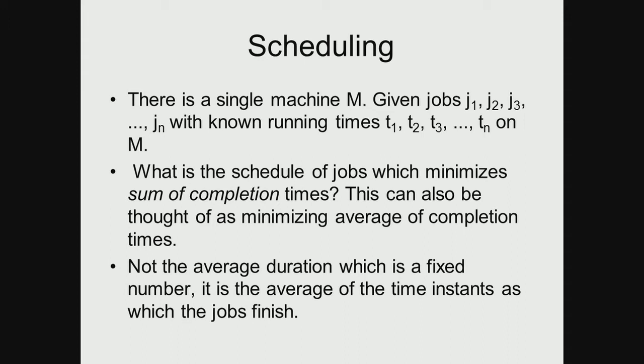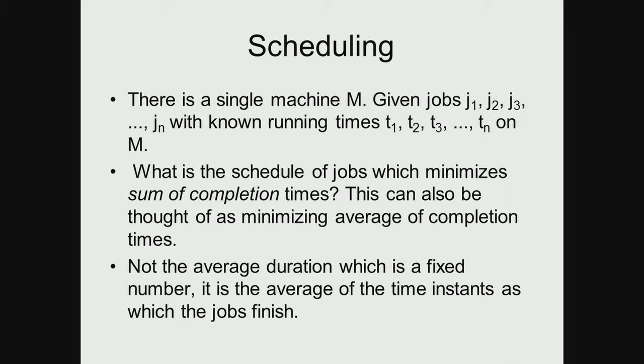There is a single machine and there are n jobs. Each of these jobs can run only on this single machine and should be run on the single machine, and the jobs are already known to have running times T1, T2 to Tn respectively. In other words, the job Ji takes Ti units of time on the machine M. The aim is the following. The aim is to identify a schedule of jobs, that is the order in which the jobs will execute in the machine, so that we minimize the sum of the completion times.